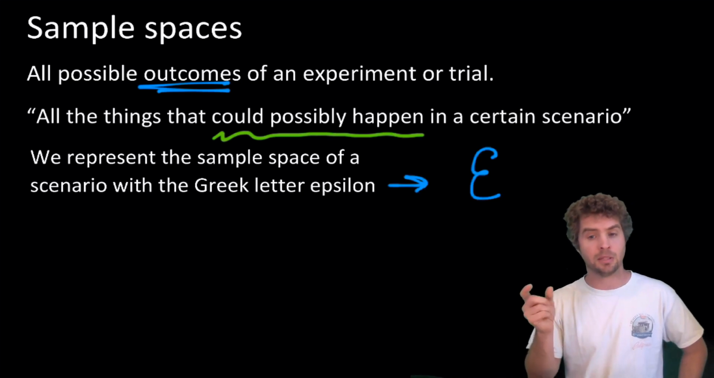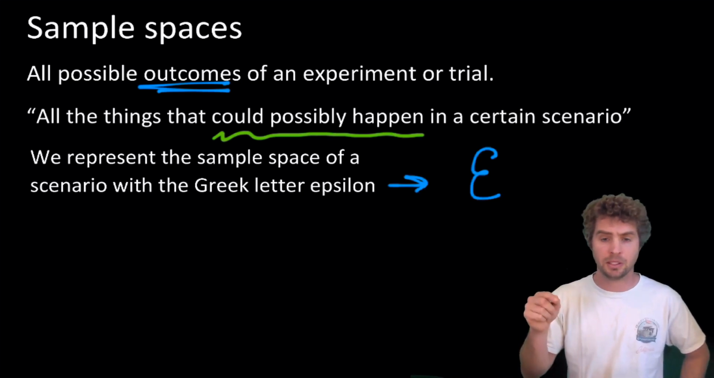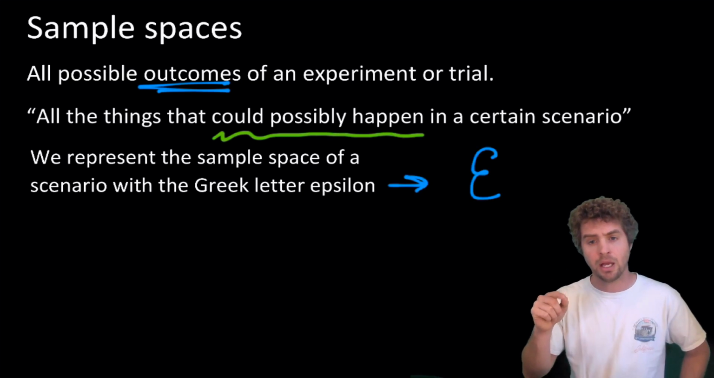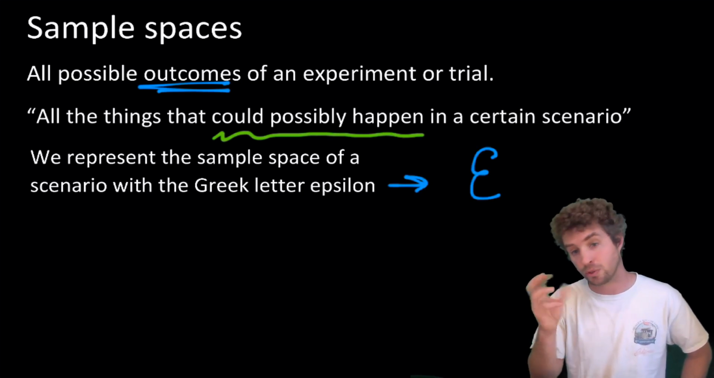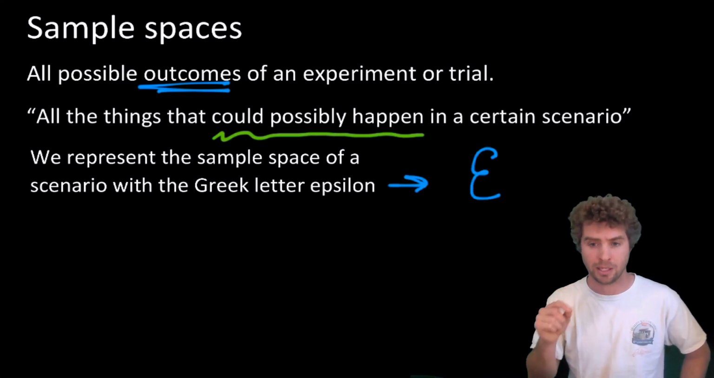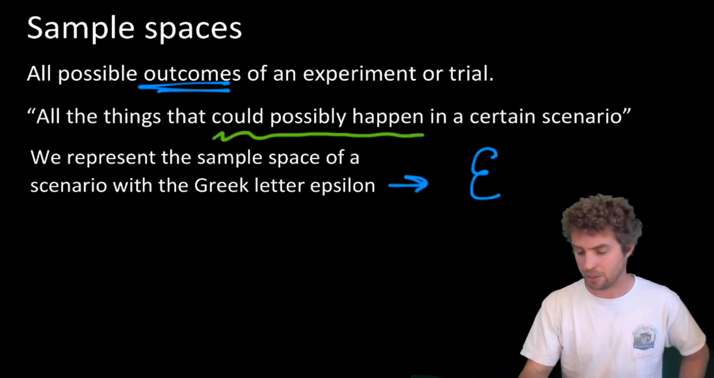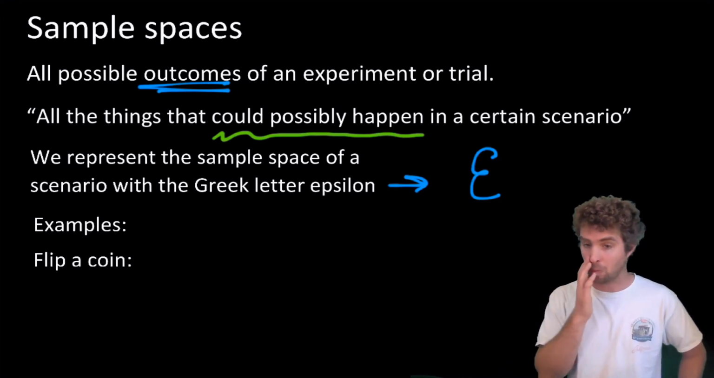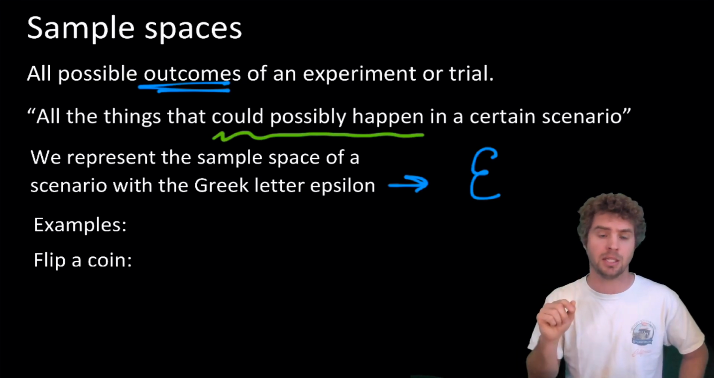There is a symbol that we use to represent sample spaces. It's called epsilon. It's a Greek letter. It kind of looks like a backwards 3, but it's the size of a lowercase letter. And we use it to represent sample spaces. So when we're asked to find a sample space, we need to use that symbol.